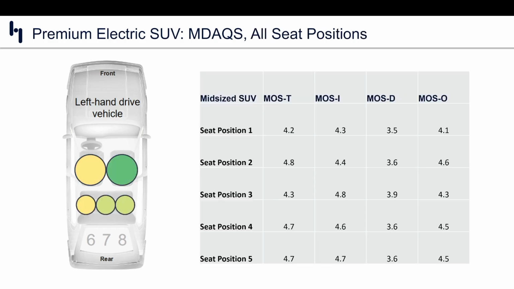Now let's take a look at the entire vehicle in all of its seat positions. This vehicle had some pretty impressive scores compared to others we've tested. Let's take a look at the overall scores, just MOS-O. It's interesting that seat position 1, the driver's seat, scored the worst amongst all 5 positions, sitting at 4.1. In this vehicle, seat position 2, the passenger, scored the best. But let's see how this shakes up against the other 3 vehicles we measured.